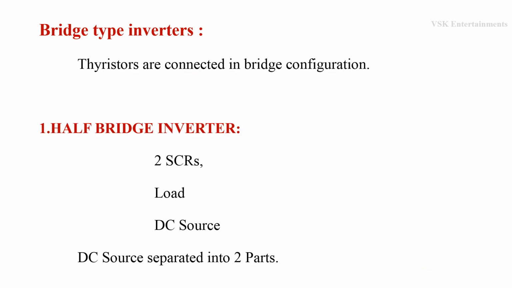Now we are going to discuss the working of bridge type inverters. The inverters in which the SCRs are connected in bridge configuration are called bridge type inverters. Depending upon the number of SCRs, these are classified into two types, that is half bridge inverter and full bridge inverter. Now first we are going to discuss the working of half bridge inverter. Coming to circuit description, the circuit of half bridge inverter consists of two SCRs, load, and DC source. Here the DC source is separated into two parts.